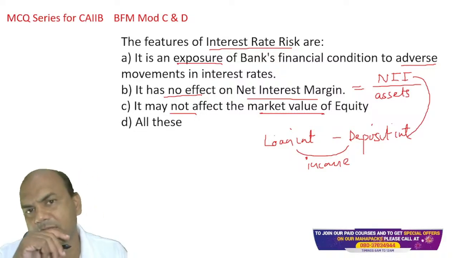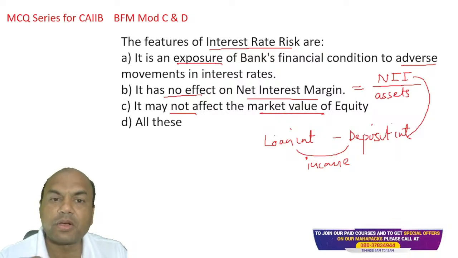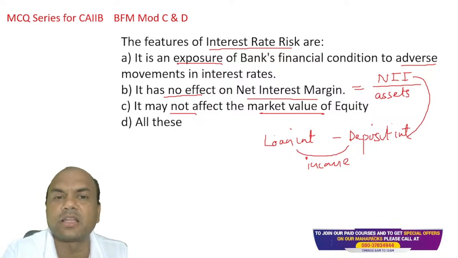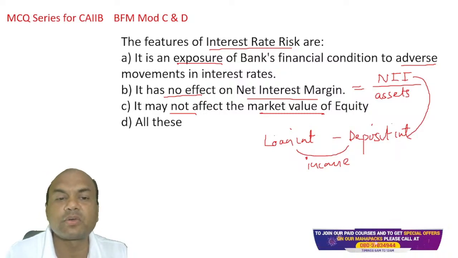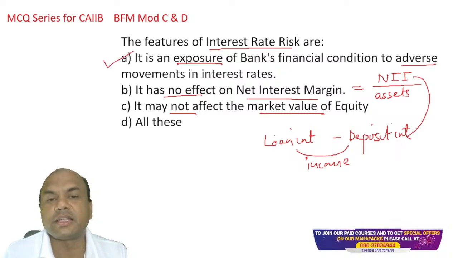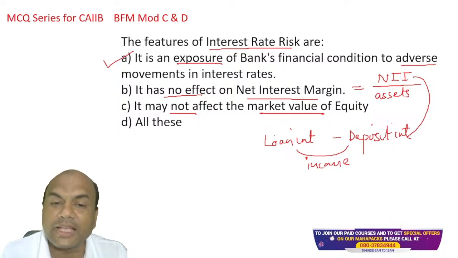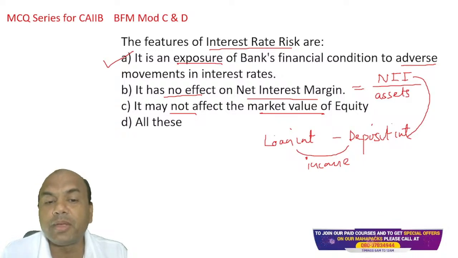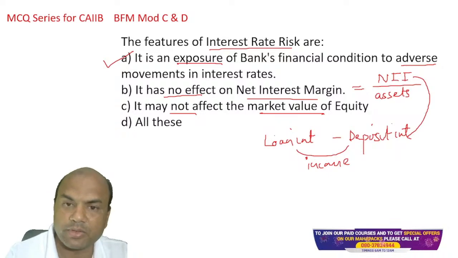What is the answer? All of these? Because all the answers earlier were all of these, and that's why this also is all of these. Don't follow this concept in your CAIIB. CAIIB is not all of these, none of these. It's not compulsory that these answers will be there. The correct answer over here is A. It is an exposure to bank's financial condition to adverse movement in the interest rate. It has an effect on NIM. It may affect the market value of the equity. Okay, that is the point, correct one.